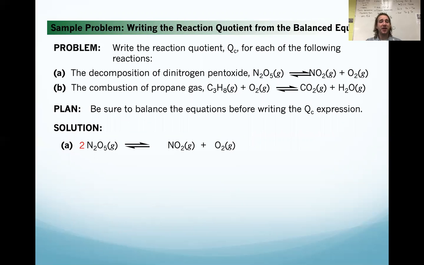So we balance our first one here. We end up with 2, 4, and a 1 on the oxygen. So then when we take those and put those into our reaction quotient expression, we would get something that looks like this.